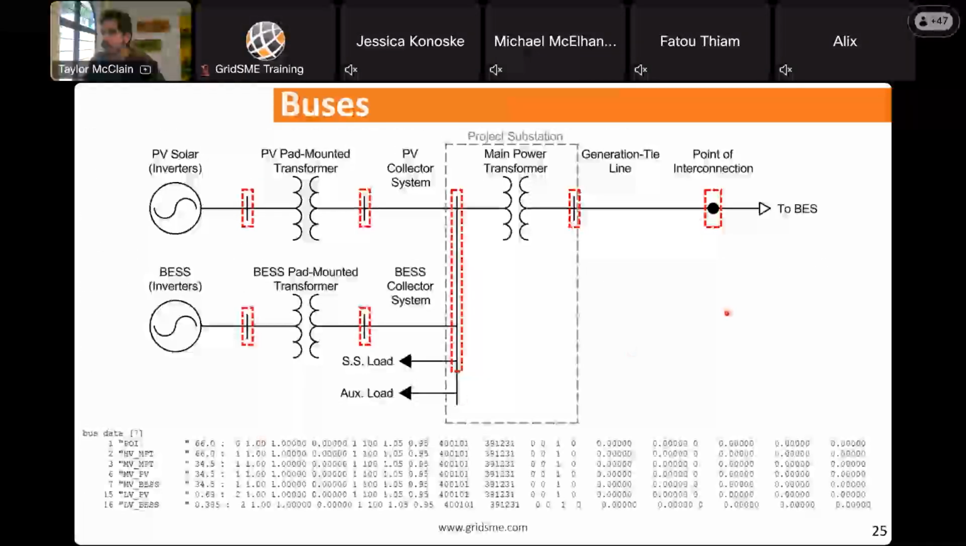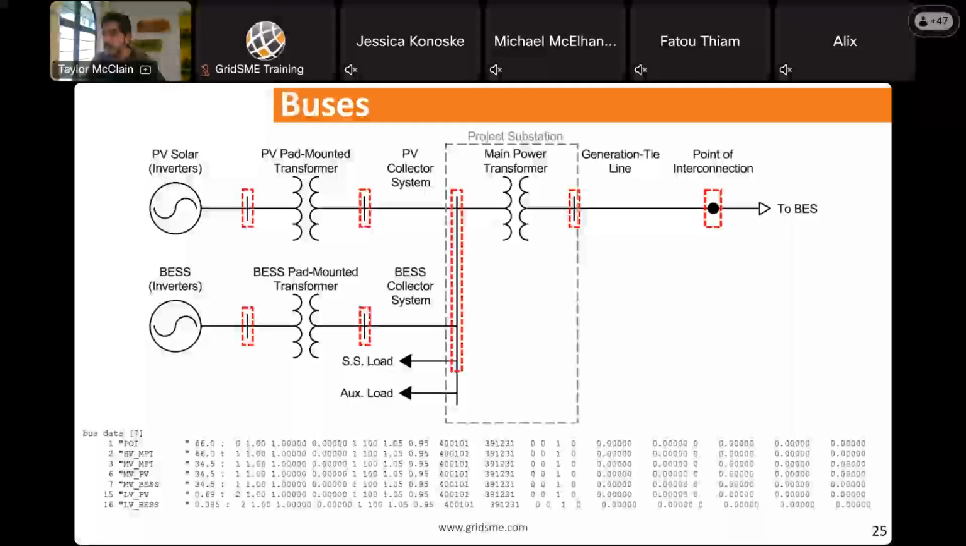Starting from the top down, first things first is the bus data. These are what the buses would look like on a simplified single line diagram, and you can see that they all relate to their own line in the EPC file. We have the POI, the high voltage side of the main power transformer, the medium voltage side of the main power transformer, the medium voltage PV bus or pad mount, and here the medium voltage for the BESS, and similarly the low voltage for the PV and BESS as well. These are defined as buses, and then these all get connected by different component types.